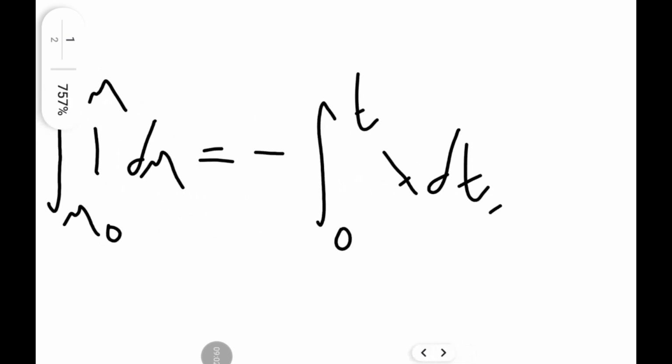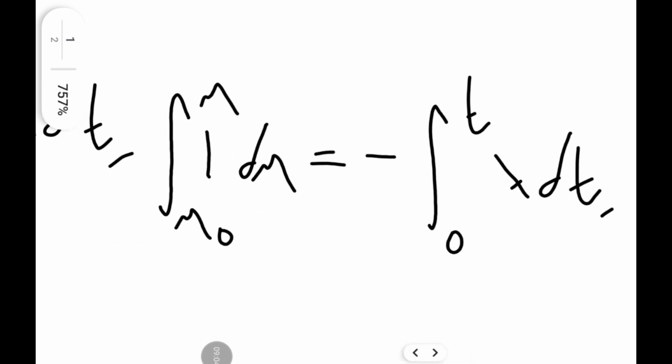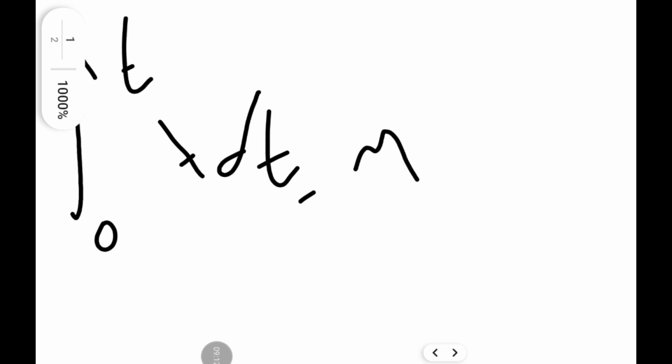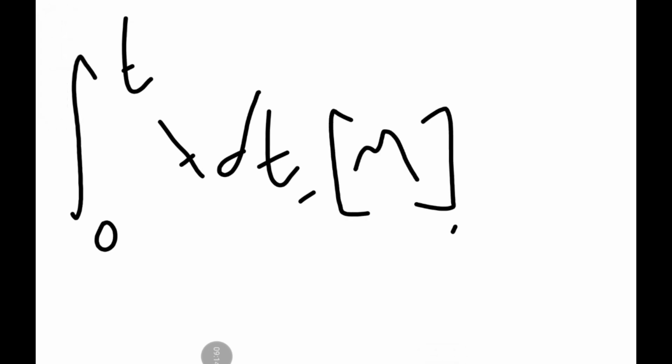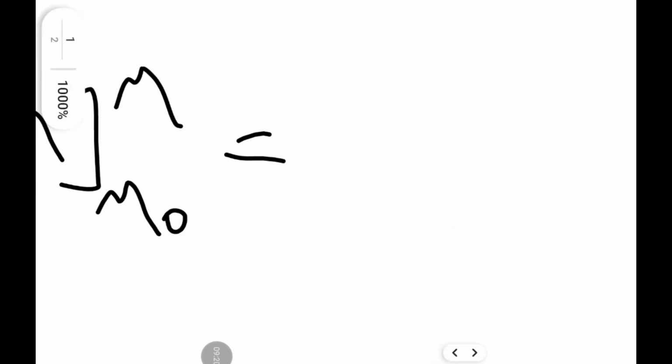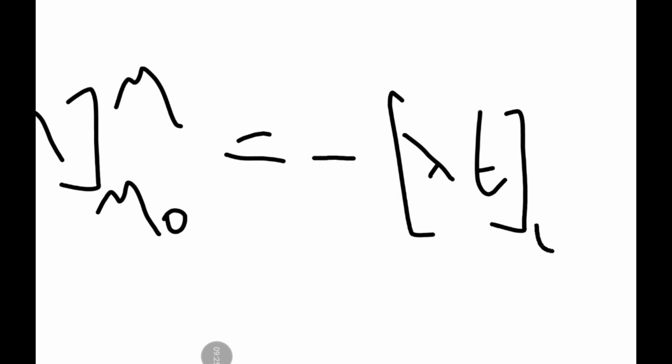You can see the integral there. And we can solve that. We know that the integral of 1 for dm is going to just be m, and we know the integral of lambda for dt is going to be lambda t. So we solve it into this form here. Mass between m0 and m is equal to, we'll keep the negative number out, lambda t between 0 and t.